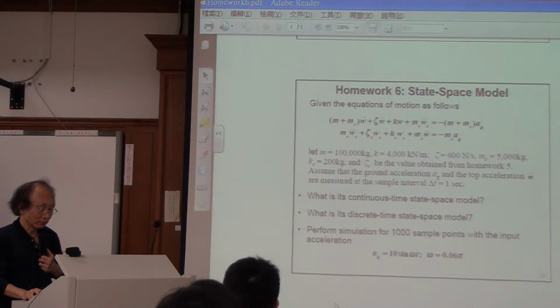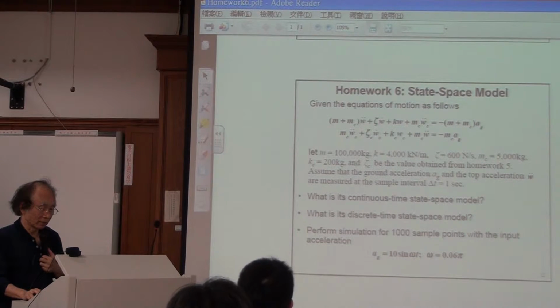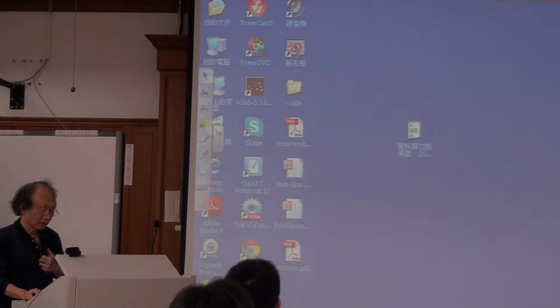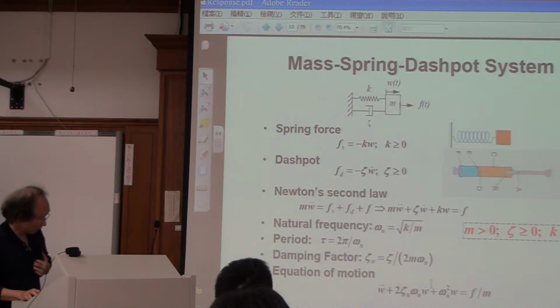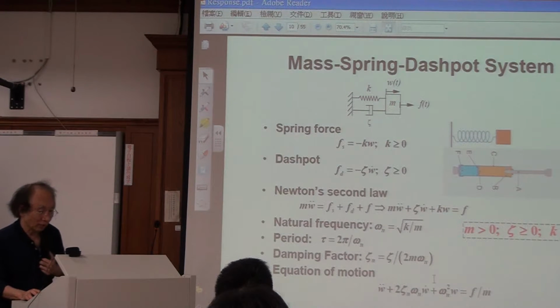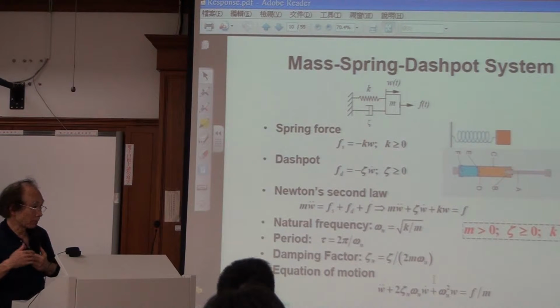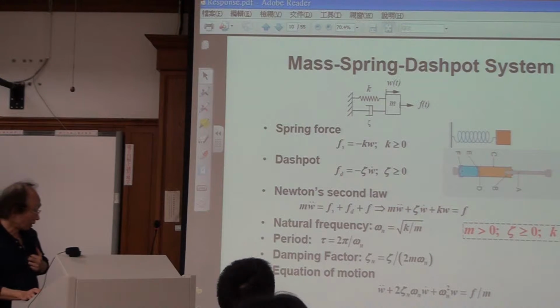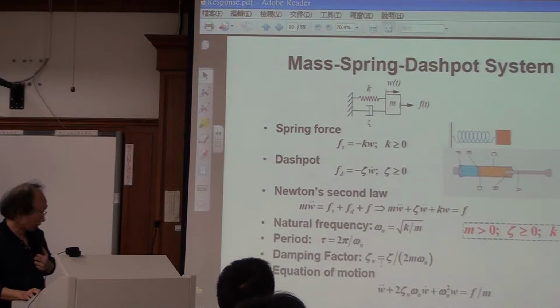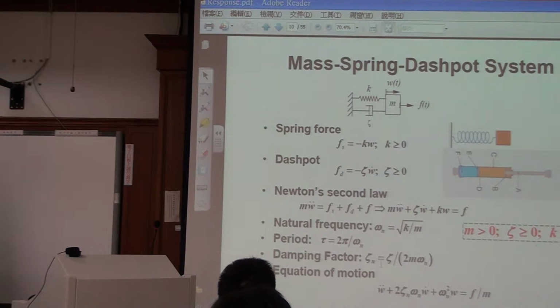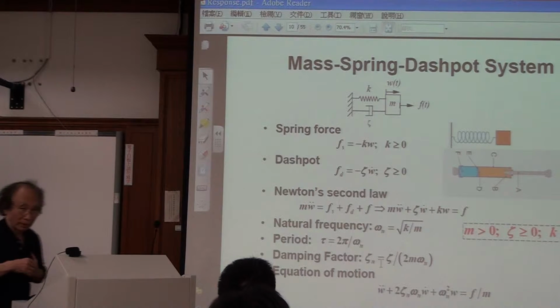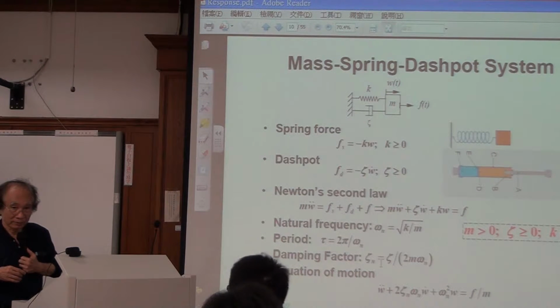Some students ask about the damping ratio. The damping ratio is really defined on this page 10 in the response of dynamic system. This is a damping factor. The damping factor is the damping ratio I'm talking about. I should have let you know earlier. Have any problem on this?